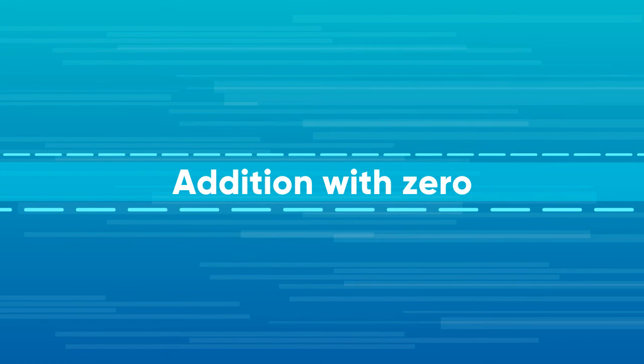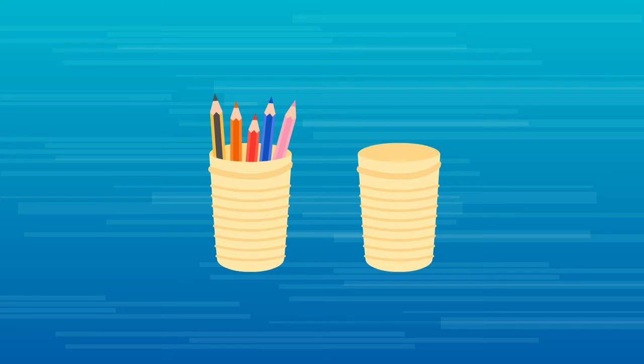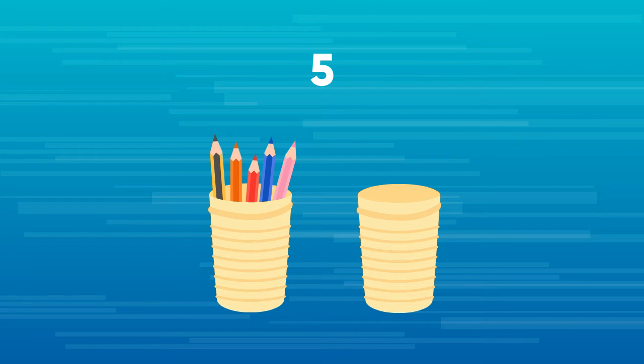Addition with 0. There are 5 pencils in this pencil stand, and there are no pencils in this pencil stand, which means 0 pencils. When we add 5 pencils plus 0 pencils, we get 5 pencils in all.